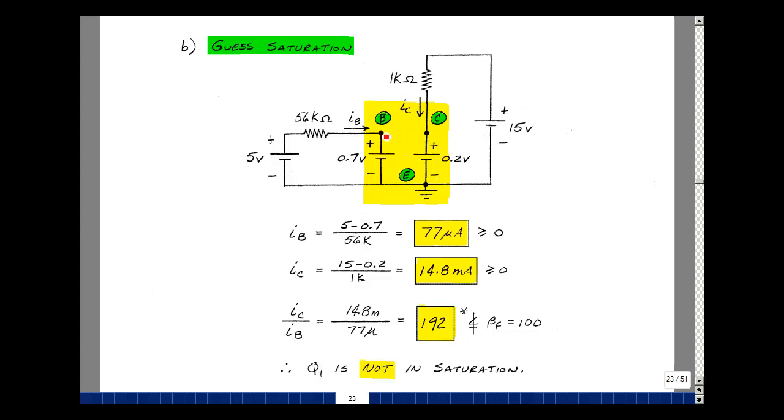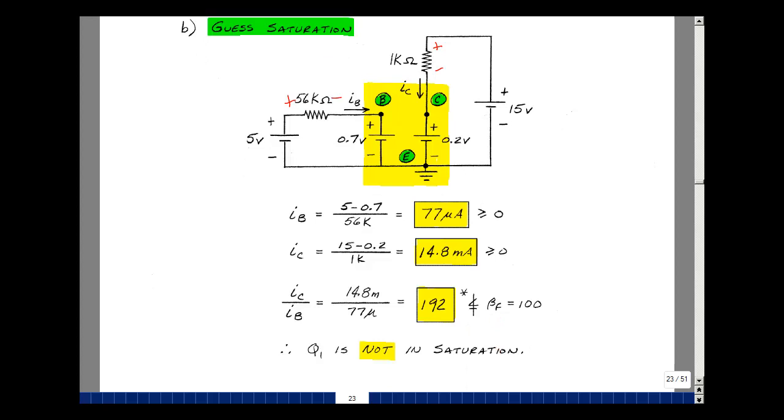Current coming in here in the base is the current in the 56K resistor, which should be the voltage across it divided by 56K. That's 5 volts minus 0.7 over 56K. That's 77 microamps, and that is greater than or equal to 0, so that checks. The collector current is also the current in this 1K resistor. And let's take the difference of 2 node voltages. 15 volts minus 0.2 divided by 1K is 14.8 milliamps, and that's also greater than or equal to 0. But what about their ratio? Their ratio is 192. That needs to be less than or equal to beta F, but it's not. It's greater than. This is not in saturation.